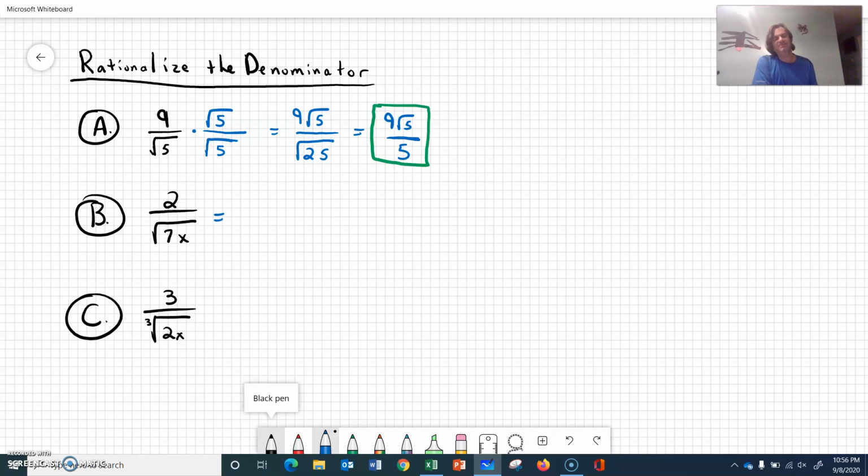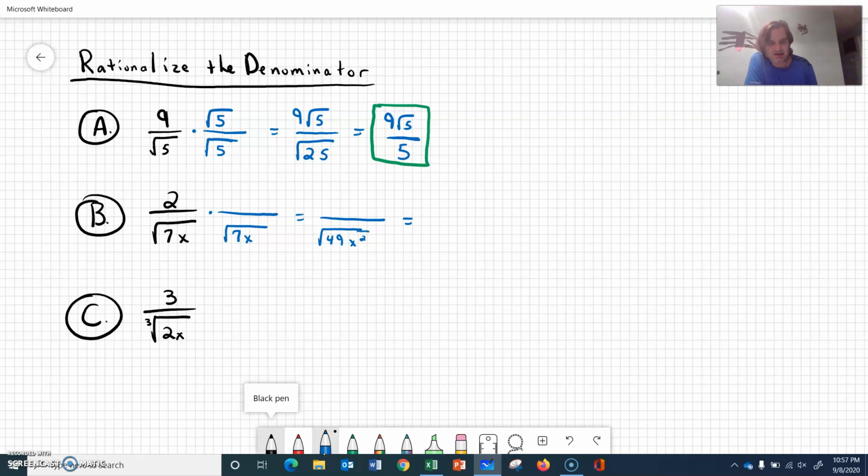B, my second example, is 2 over the square root of 7x. So, once again, square root means I'm looking for pairs of things. So on the bottom right now, there's a single 7 and a single x under the square root. So I'm going to multiply by the same thing, square root of 7x. And what that's going to do is on the bottom, give me square root of 49x squared.